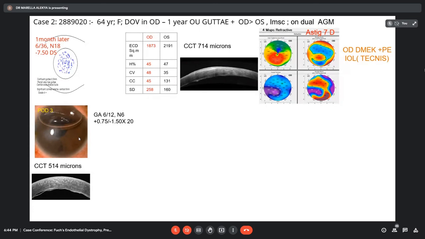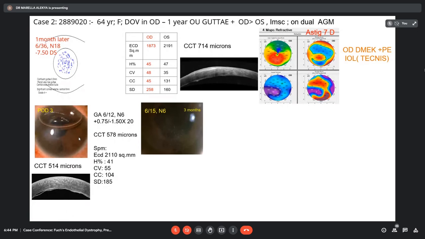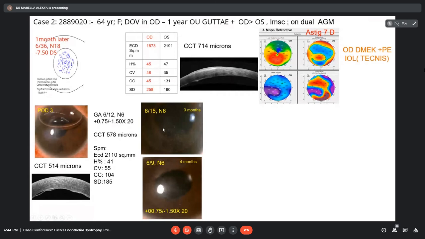Central corneal thickness was 578 microns and specular showed 2110 cells per square mm with hexagonality 41% and CV 55. After 3 months, vision dropped to 6/15 N6 and endothelial rejection is noted. We treated with topical steroids and a dose of IVMP is given. It got cleared and vision got back to 6/9 N6 after 4 months with a cylinder of minus 1.50 diopters.